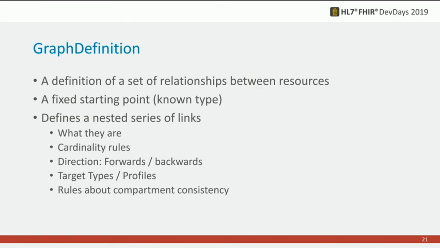So it defines what the links that we're interested in are, the cardinality rules on the links. We can cross links forwards or backwards, just like with GraphQL. So we can say, we want to make rules about the observation and all the provenances that point at the observation. We can talk about the target types and the profiles that apply to the resources. And we can make rules about the compartment consistency. This set of resources, for this clinical case, must all have the same author. The author must be the same in all of them. Or the patient must be the same in all of them. So it's a way of saying things like that.